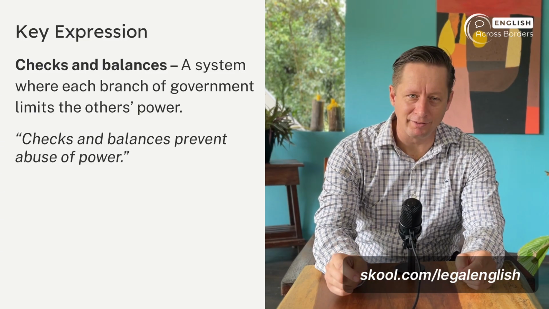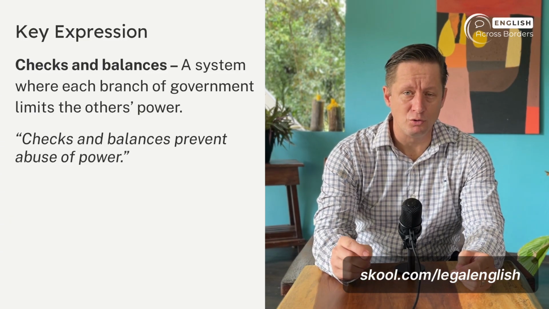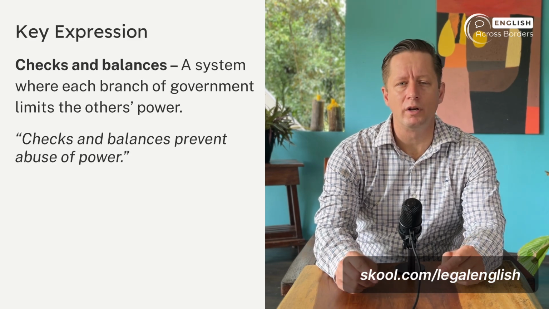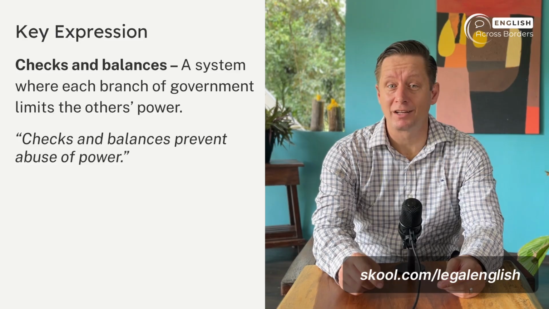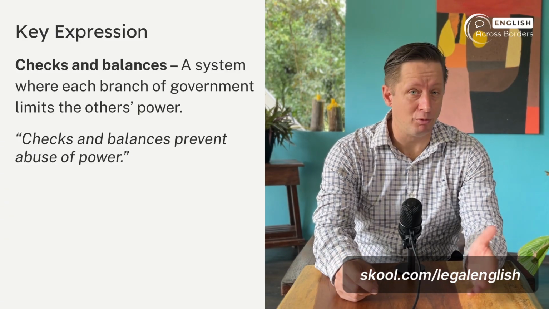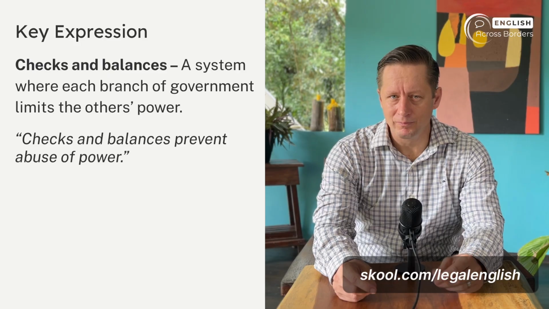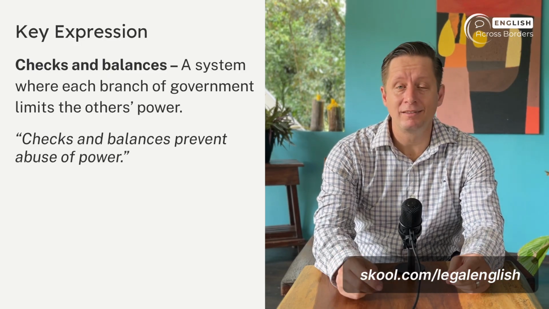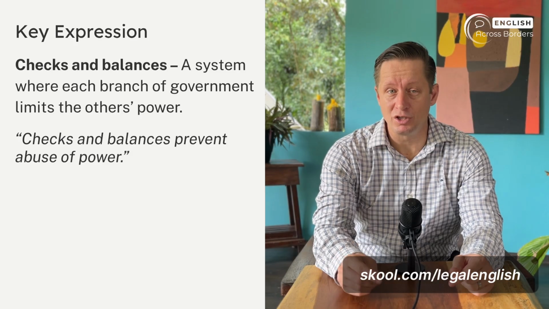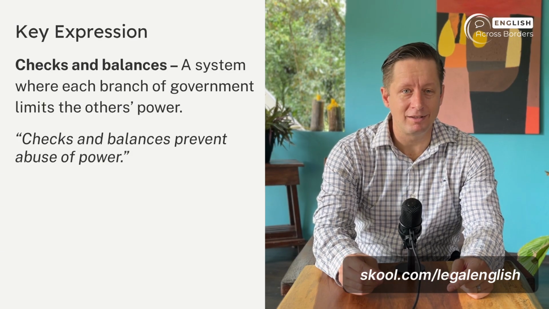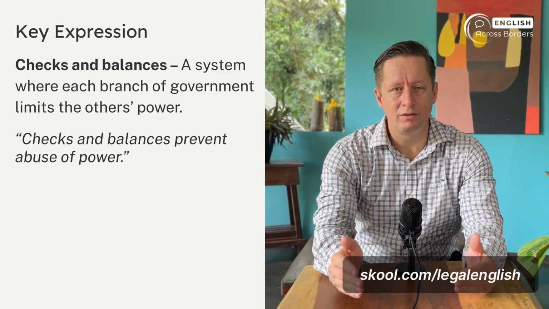Checks and balances means that the legislative, executive, and judicial powers control one another to maintain balance. Example, checks and balances prevent abuse of power. Let's look at a story in more detail. The legislature passes a law granting the president unlimited authority to issue decrees. The president accepts eagerly, but soon the judiciary intervenes.